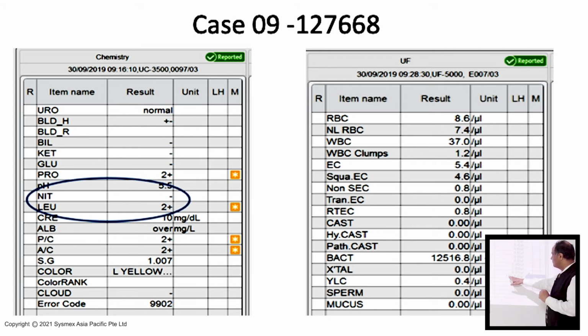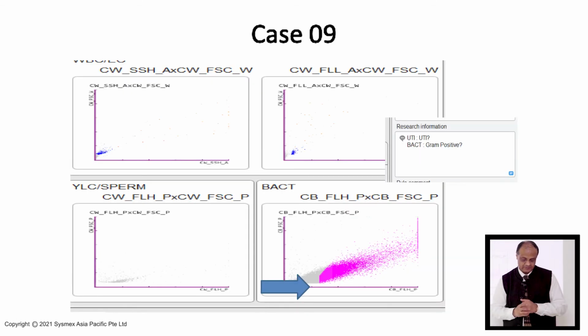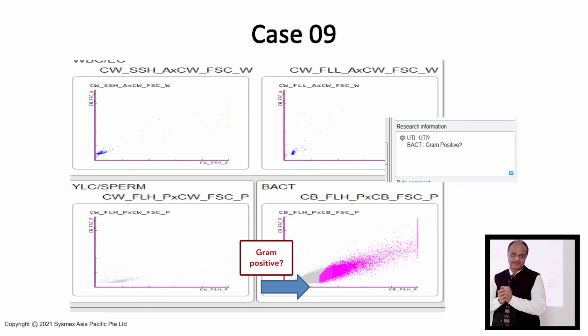So when you see the flow, you have bacteria here. So with the presence of bacteria here, where you have got leukocyte esterase positive, you have got proteinuria, nitrite being absent, probably something to do with a gram-positive organism. And let's see whether the scatter plot gives any clue. Yeah, it gives a clue because the magenta color distribution of the scatter plot is away from the x-axis, and it says that probably it is a gram-positive bacteria itself.